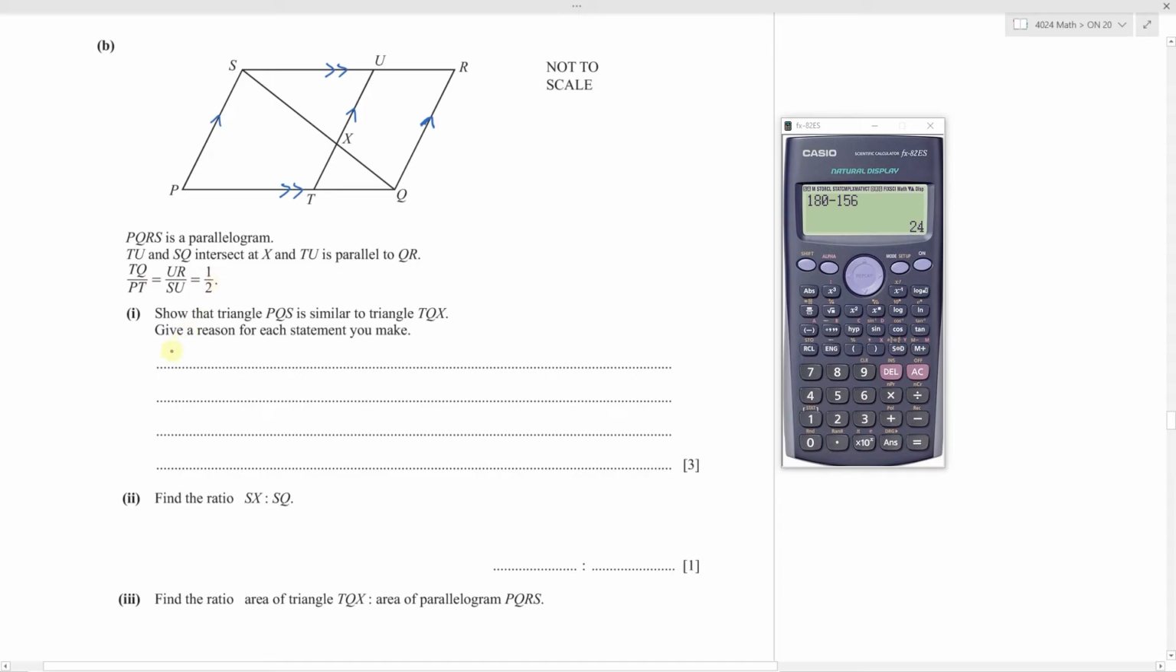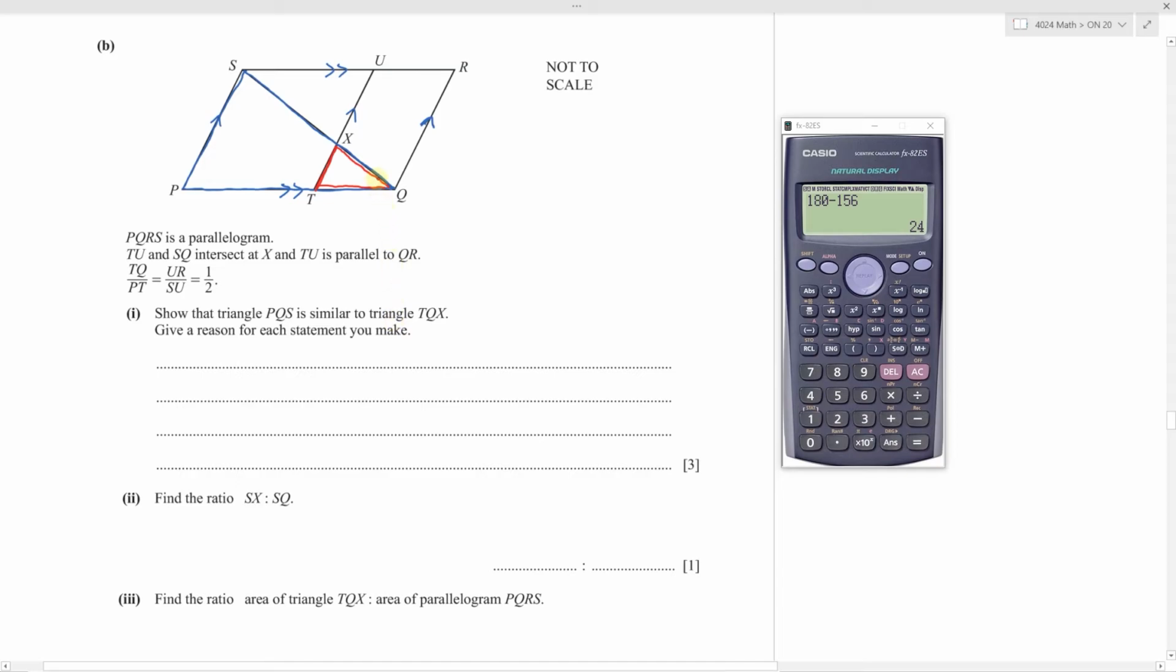And then you're given this ratio. The first part is: show that triangle PQS is similar to triangle TQX. Give a reason for each of the statements that you make. So PQS is this larger triangle, and TQX is this smaller inner triangle. And now you have to show that these two triangles are similar.